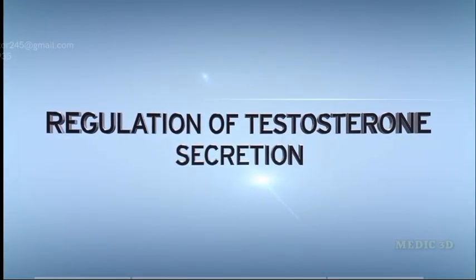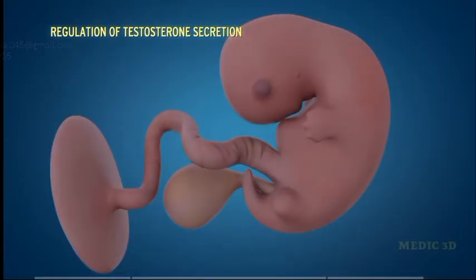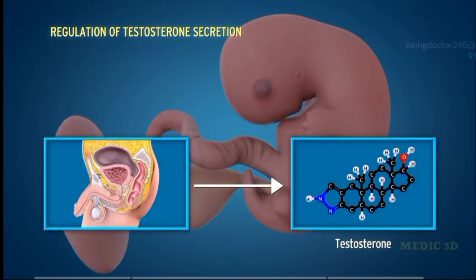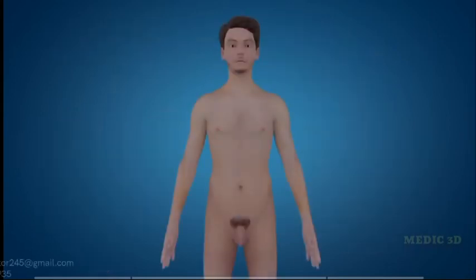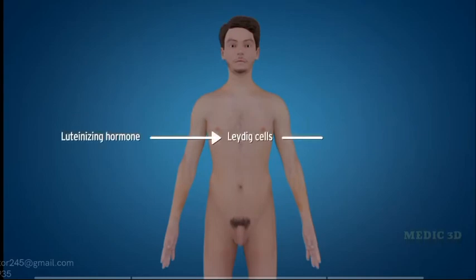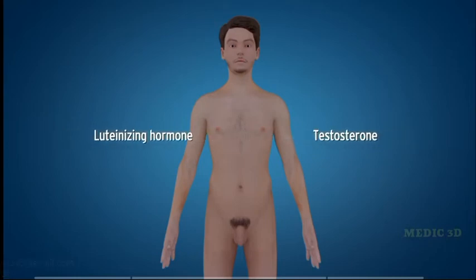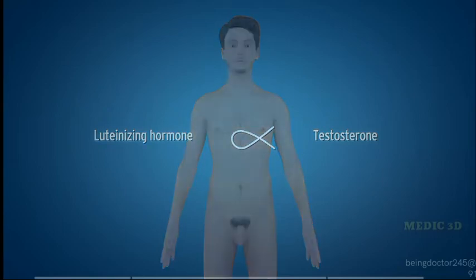Regulation of testosterone secretion. In fetal life, the secretion of testosterone from testes is stimulated by human chorionic gonadotropin, which has similar effects to luteinizing hormone. In adults, luteinizing hormone stimulates the Leydig cells to secrete testosterone, and the amount of testosterone secretion is directly proportional to the amount of luteinizing hormone present.